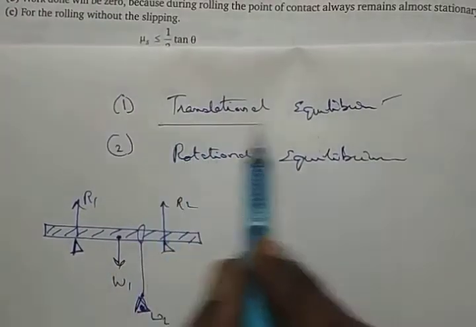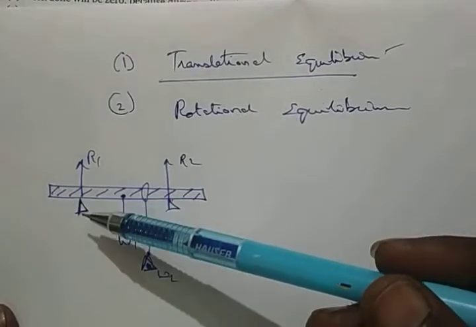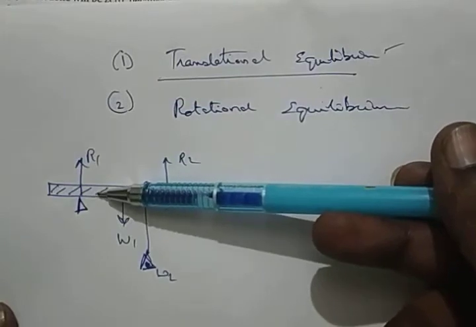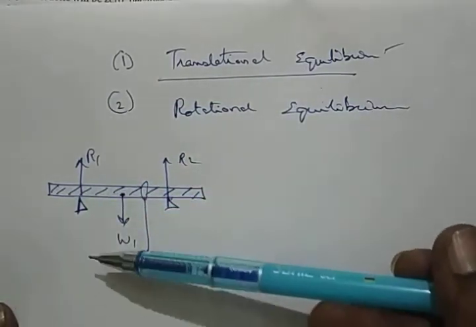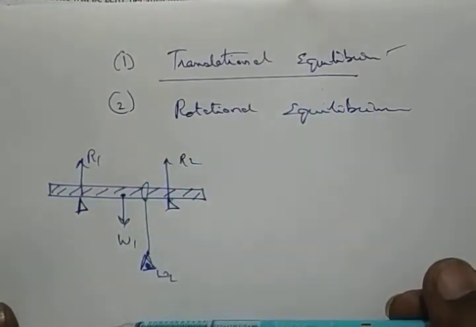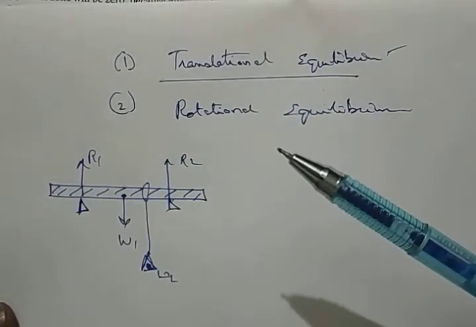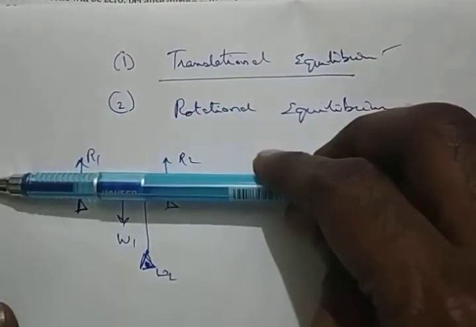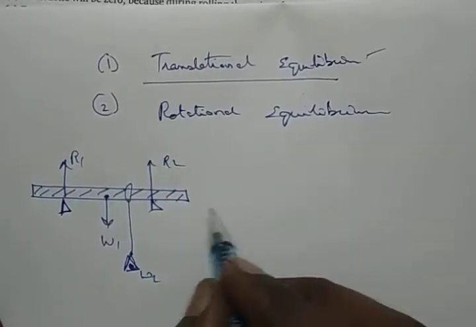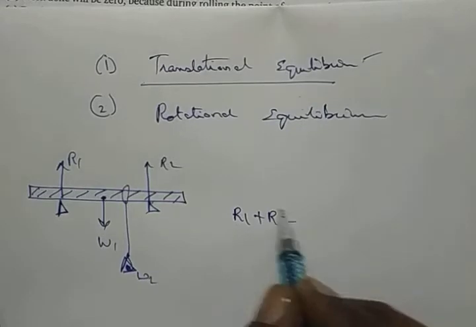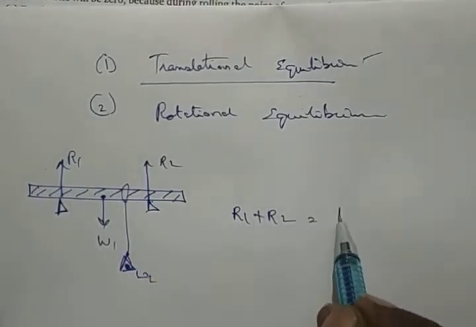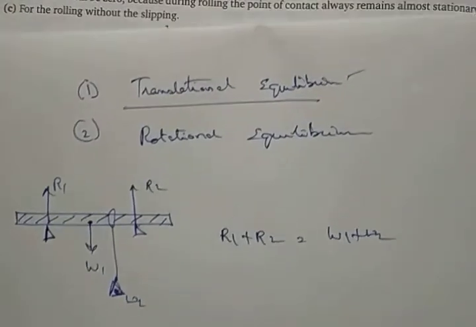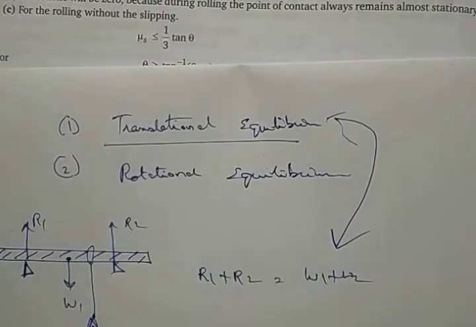Now in translational equilibrium, the sum of forces acting perpendicularly upwards is equal to the sum of the weights acting perpendicularly downwards. The sum of the forces acting upwards should be equal to forces acting downward. Then it is going to be in equilibrium. Of course, it is right. If it is going to be in stationary condition, the total force going upwards should be equal to the total force acting downwards. So how you can write here, R1 plus R2, because these two are upwards, is going to be equal to W1 plus W2. So then only it will be in equilibrium. So hope you are able to understand about translational equilibrium, right?